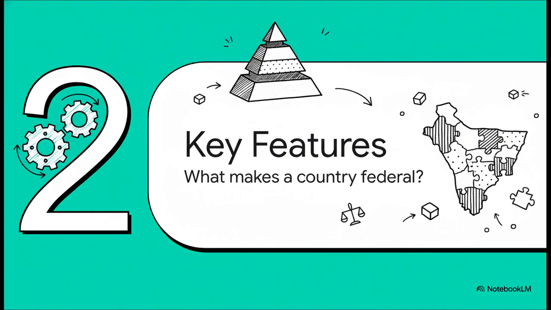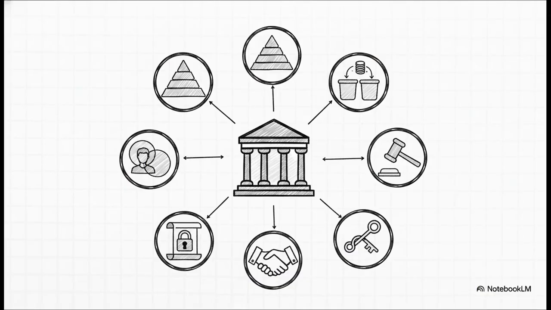Okay, now that we've had a quick revision, let's move to the heart of our lesson today. What are the essential characteristics that make a country truly federal? Because you see, it's not enough to just have different levels of government. There are some specific conditions that must be met. Let's look at these 7 key features one by one. First, as we've already discussed, there have to be 2 or more levels of government.